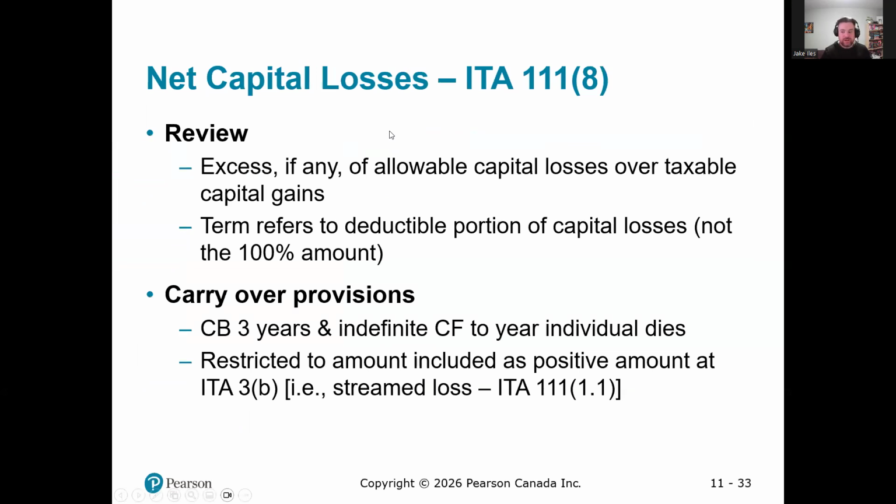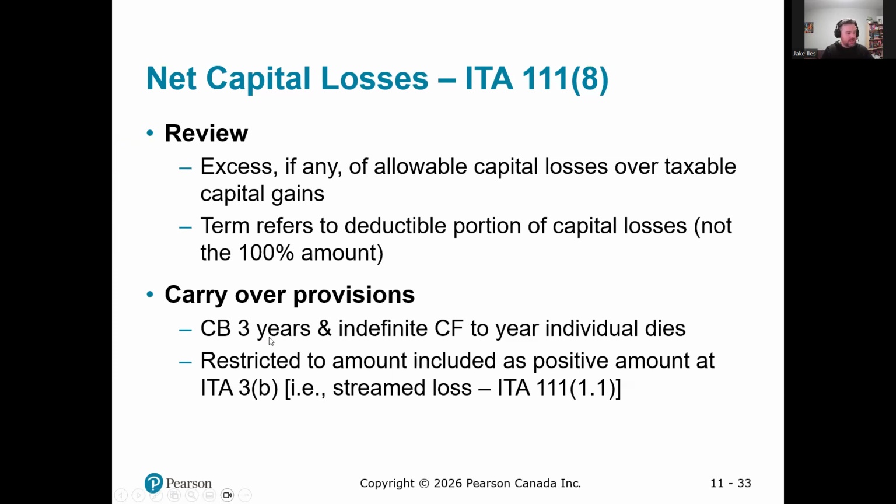So we've talked about non-capital loss, now net capital loss. Review: it is the excess, if any, of allowable capital losses over taxable capital gains. The term refers to the deductible portion of capital losses, not the full amount. Because capital gains and losses apply at 50%, we're always taking our full transaction amount and then halving it for our consideration. So if I have a capital loss of $5,000, $2,500 is what we're concerned with.